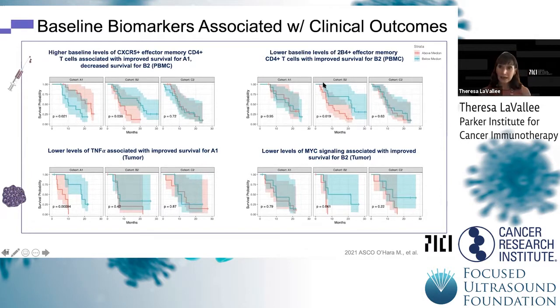And this mechanistically could make sense, because if you're a terminally exhausted or exhausted T cell, no matter how much CD40 antigen priming you give, you're not going to be able to invoke an immune attack on the tumors.